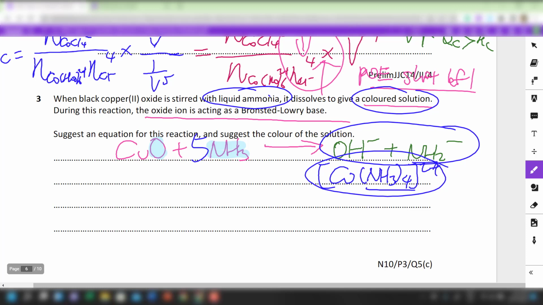The suggested color of the final solution would then be dark blue or deep blue, and the identity of the complex giving rise to the dark blue solution will be tetraamminecopper(II).